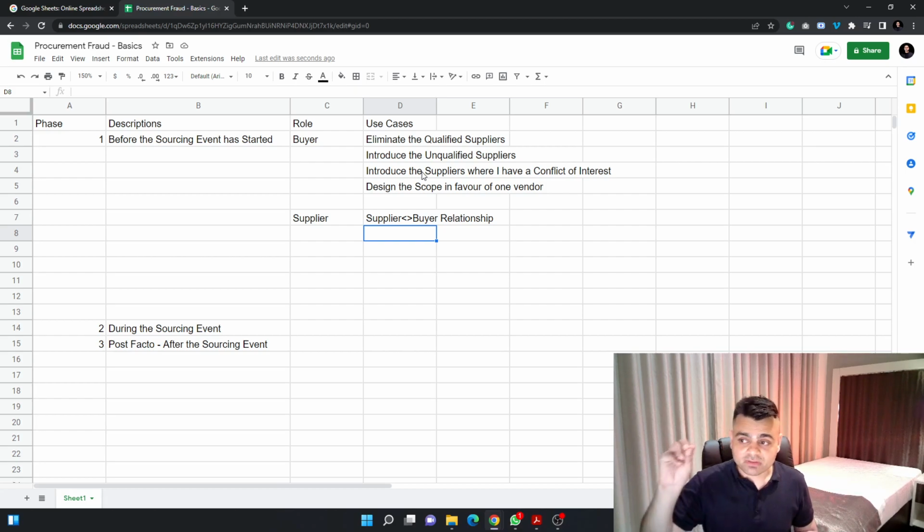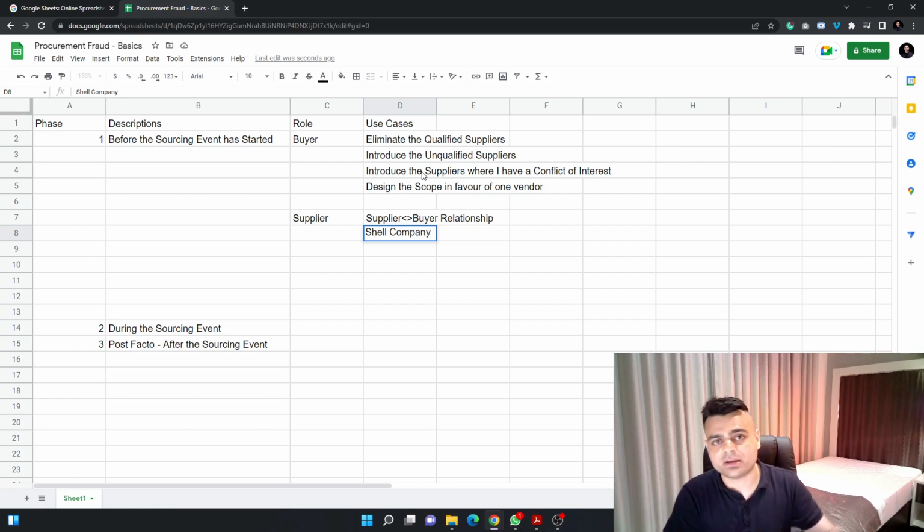All right, and then we will go in depth. What do I mean by buyer-supplier relationships? We will go in depth, but for now, focus on this. The second thing a malicious supplier will do, if the supplier knows that the company is blacklisted by your company or is on the critical watch list, is form a shell company and use that as a new supplier to enter into the bid.